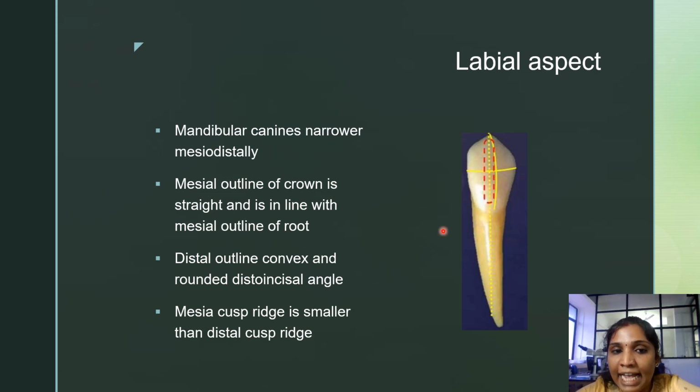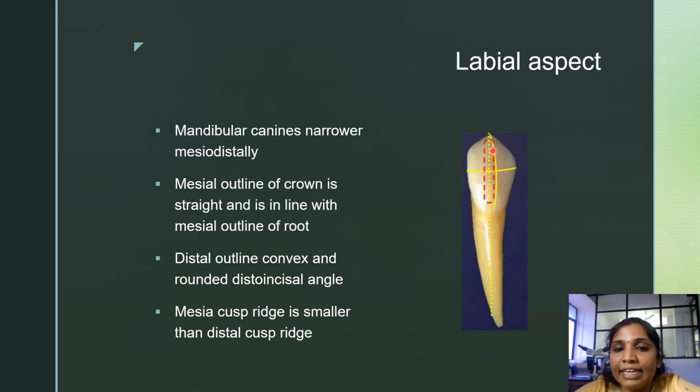Moving on to the labial aspect, the mandibular canines are narrower. This is the mesiodistal measurement, and mandibular canines are always narrower mesiodistally. The mesial outline of the crown is straight and in line with the mesial outline of the root. Here is the mesial outline of the root, and it is in line with the mesial outline of the crown.